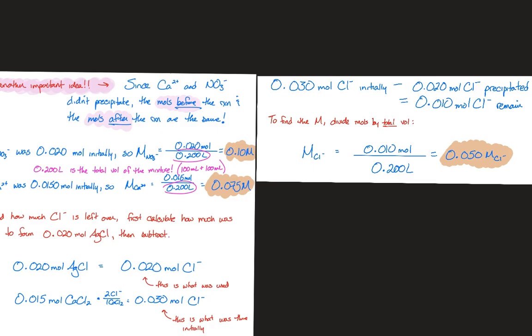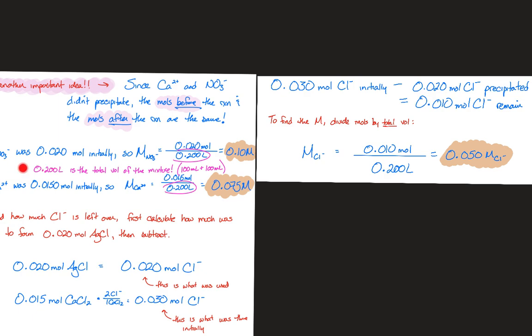Okay, so we have identified silver as being the limiting reactant, which means that all of it precipitated. There's none left in solution. Ca2+ and NO3 didn't precipitate. They're spectators. So their aqueous moles before the reaction and their aqueous moles after the reaction are the same, right? It didn't go through any phase change. It didn't go through precipitation, so we don't have to worry about that.